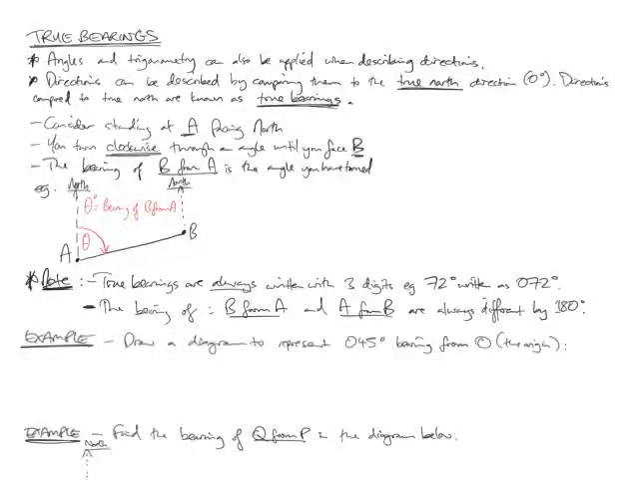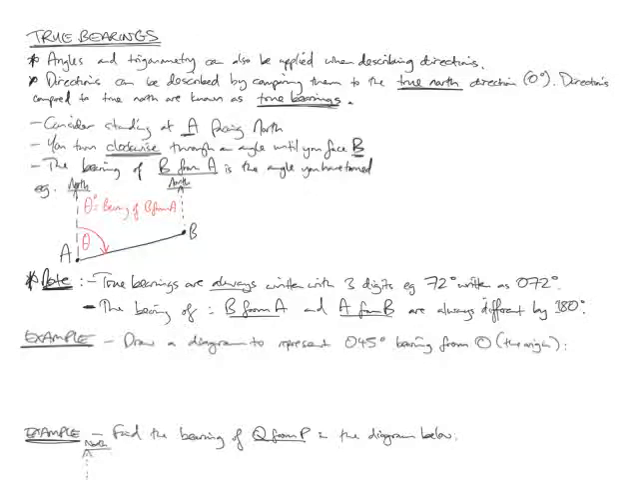The first thing to think about is that true bearings are always written with 3 digits. For example, if you turn 72 degrees in this case, you would write it as 072 degrees, not just 72. The other thing to think about is that the bearing of B from A, let's say here it was 72, and A from B, are always going to differ by 180 degrees.